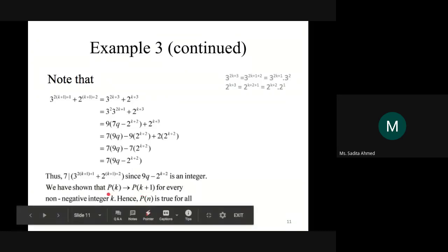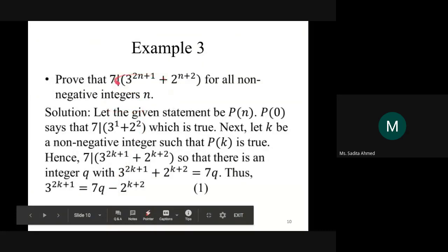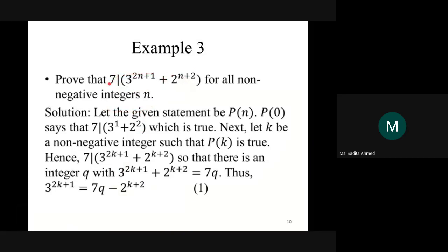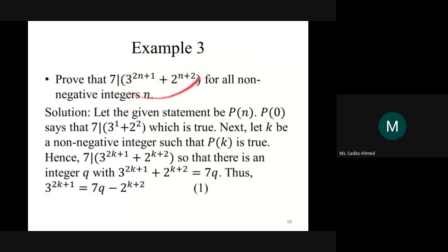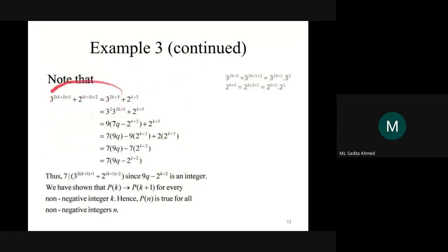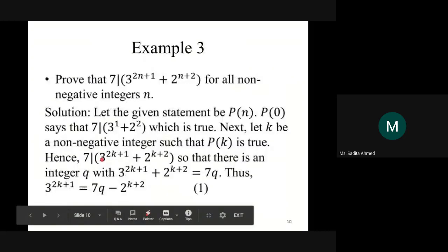So whenever you're asked to prove something related to divisibility using induction, remember what we've done here. We try to manipulate the k plus 1th term, for n equal to k plus 1, so that you get a factor there which is the same as the divisor. Here, 7 is the divisor.